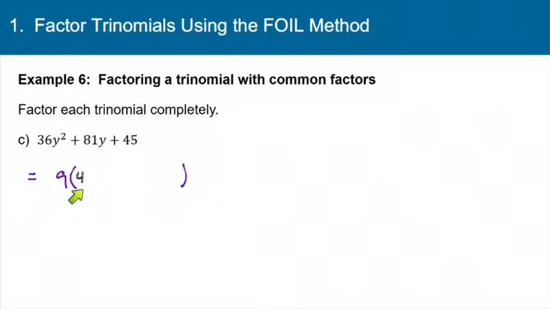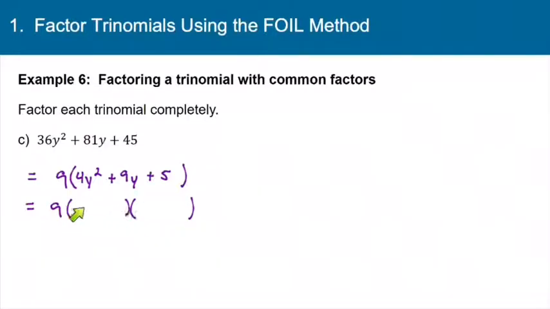So 9 times 4y squared makes this first term, 9 times 9y makes that middle term, and 9 times 5 makes that third term. Now check again and see if there's still a common factor in there, because if there is, then 9 was not the biggest common factor that we could use. So there's not anything that will go into 4 and 9 and 5, except 1, of course. And so that means we can go ahead and break our trinomial down into two binomials.